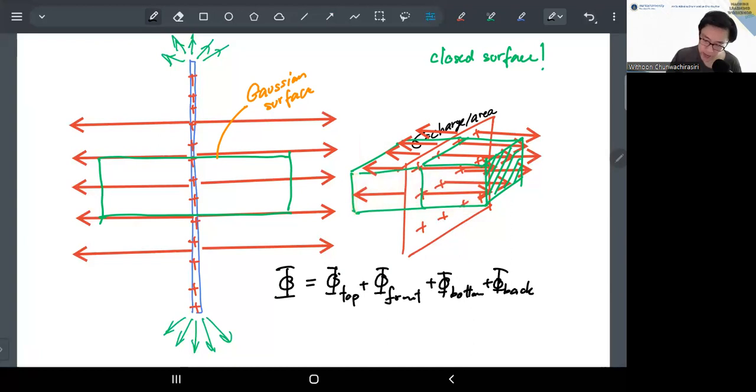So the only two left for you to calculate are the flux on the left and the flux on the right. The left, let me highlight in blue here. There you go. And the right is in blue here. Those are the only two surfaces that are going to get non-zero flux.